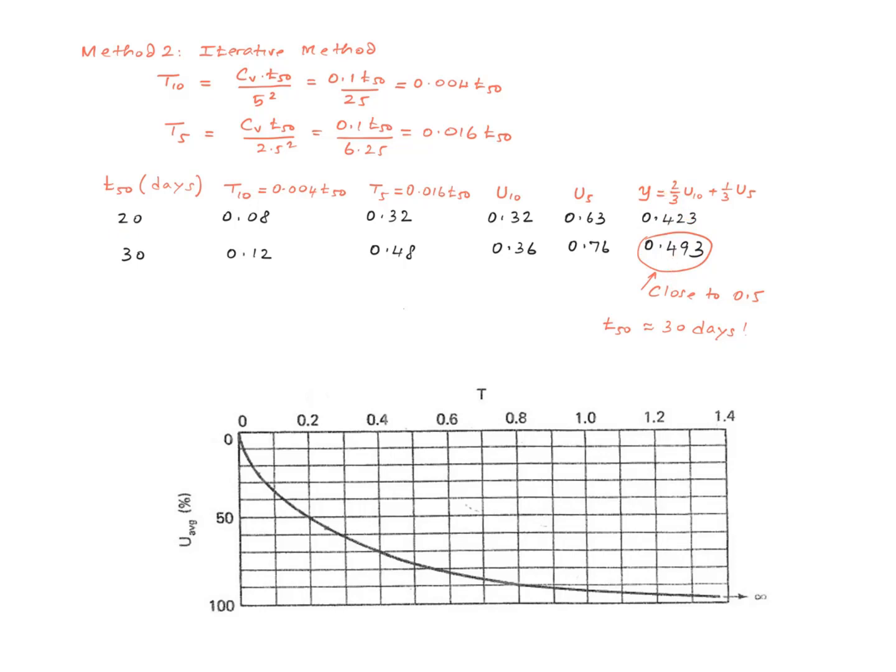So I tried two numbers here. We have an approximate idea: the approximate method gave us 27.6 days, right? So I tried a number below and a number above, and it turns out that when I tried 30 days for t50, Y works out to be 0.493, which is pretty close to 0.5. So little t50 by this iterative method is about 30 days, which is pretty close to what we got earlier.